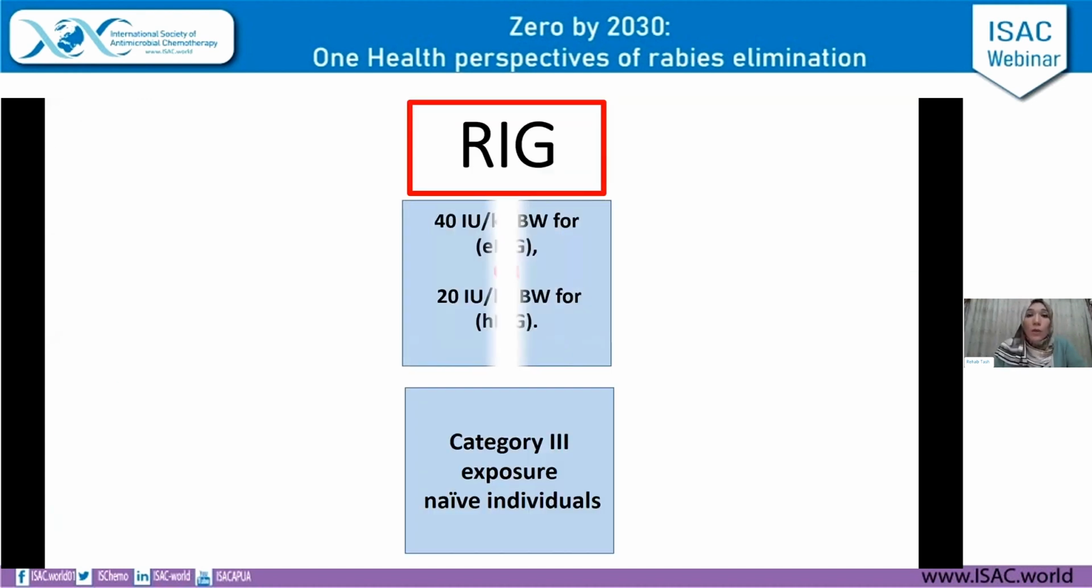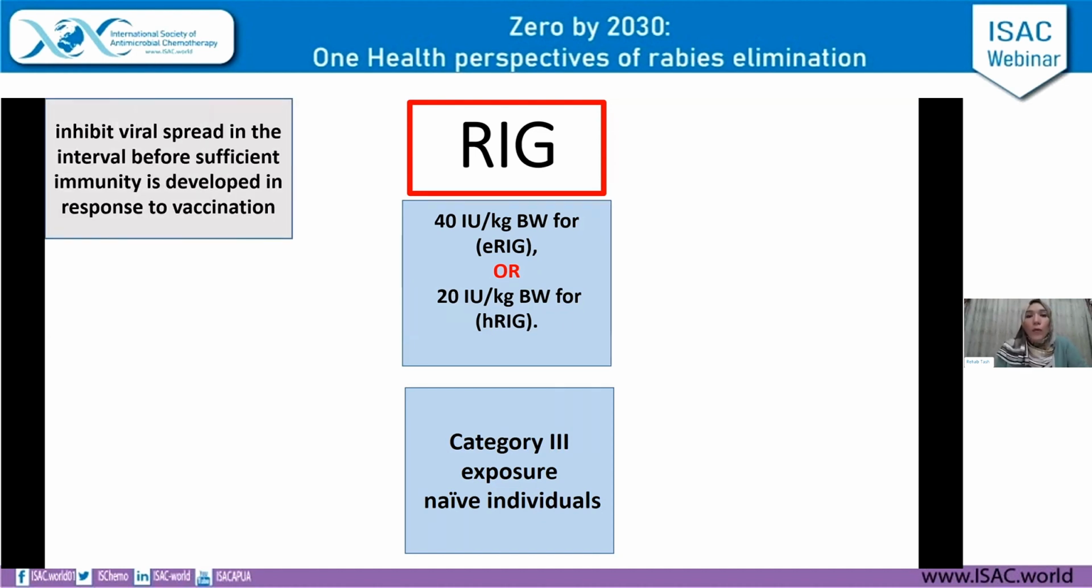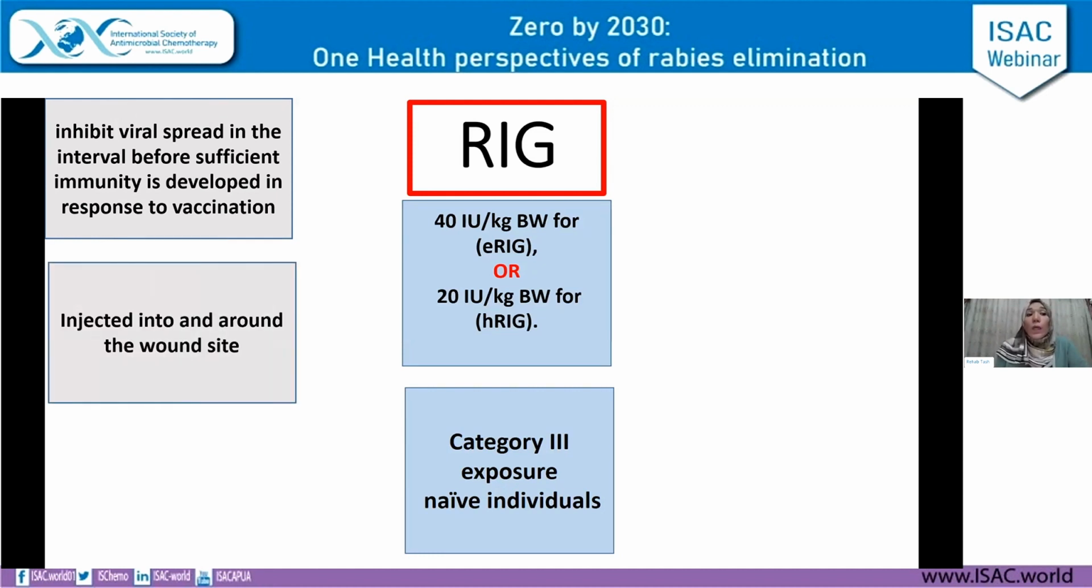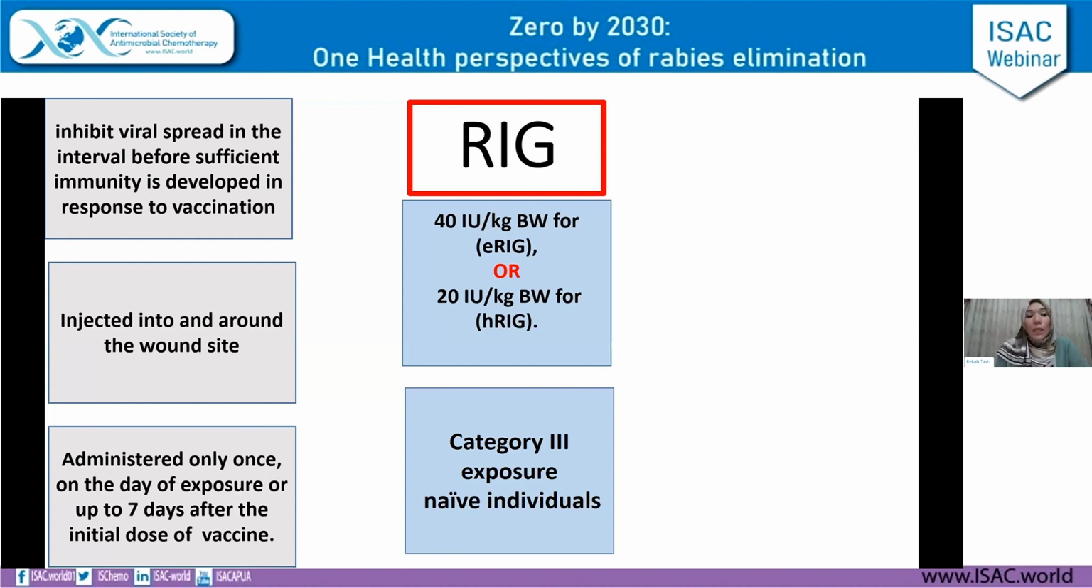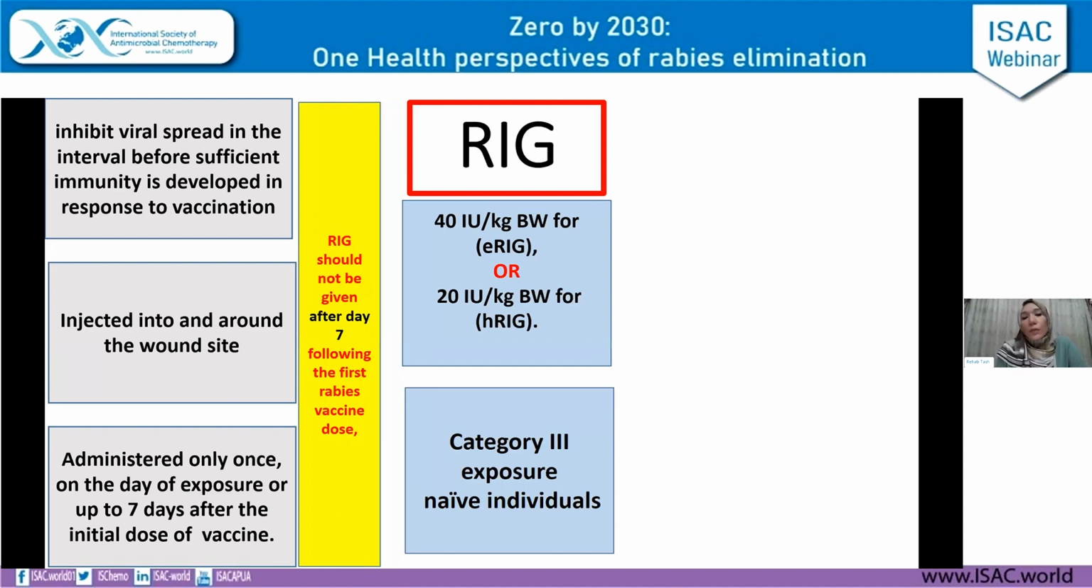For rabies immunoglobulin, we can calculate the dose according to the body weight, either equine or human-derived rabies immunoglobulin. Remember that category 3 is completely indicated to have rabies immunoglobulin. It inhibits the viral spread. It's injected into and around the wound. This is the latest recommendation for rabies immunoglobulin. From day 0 to day 7, it's okay to give rabies immunoglobulin. Otherwise, after day 7, there is no need.